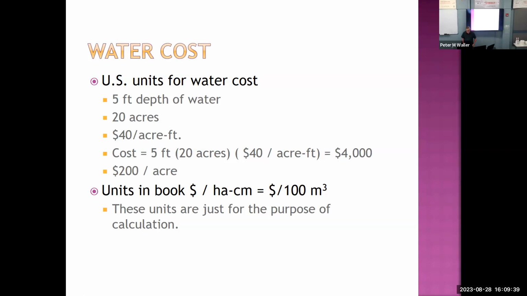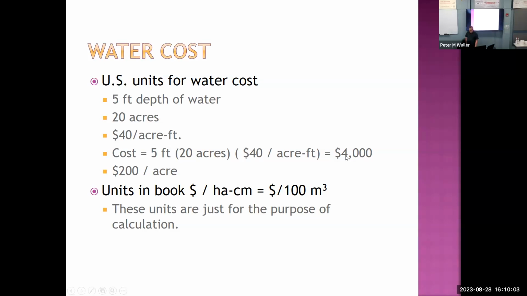Okay, so let's talk about water cost, because what we're going to be doing is comparing the cost of applied water to the increase in yield. So normally in Arizona and the rest of the United States, we calculate the cost of water on an acre-foot basis, okay? And that's 1 acre of water, 1 foot deep. That's a volume, just like a cubic foot.